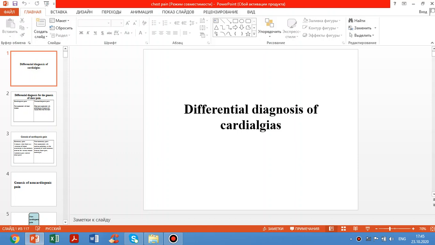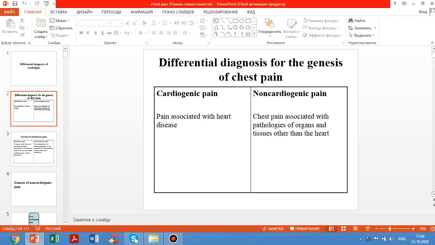The subject of our lecture is differential diagnosis of cardialgias. Differential diagnosis of the genesis of chest pain. There are two types of chest pain. Cardiogenic pain, pain associated with heart disease. Non-cardiogenic chest pain, associated with pathologies of organs and tissue other than the heart.